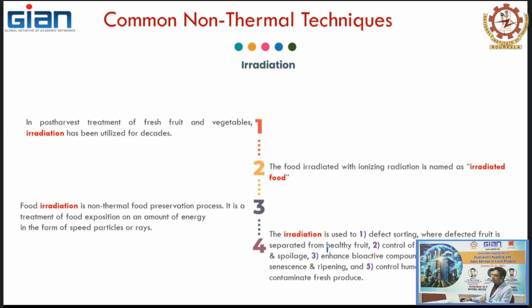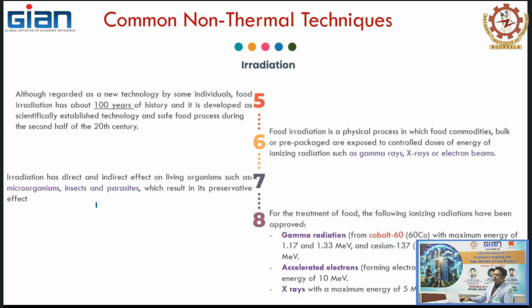So mostly if you see irradiation, it may be used for the product to control pathogenic microorganisms, enhance the bioactive components, and even control sprouting in products, particularly potato or onions. Now this process is commonly used to directly inactivate or kill microorganisms, insects or parasites, looking for a preservation effect.